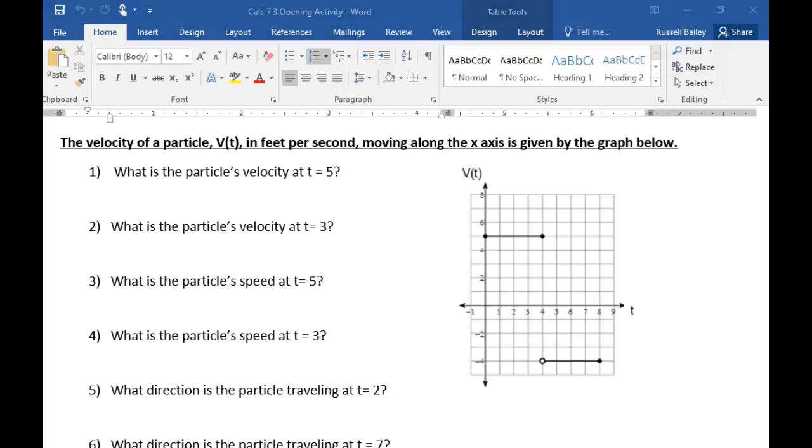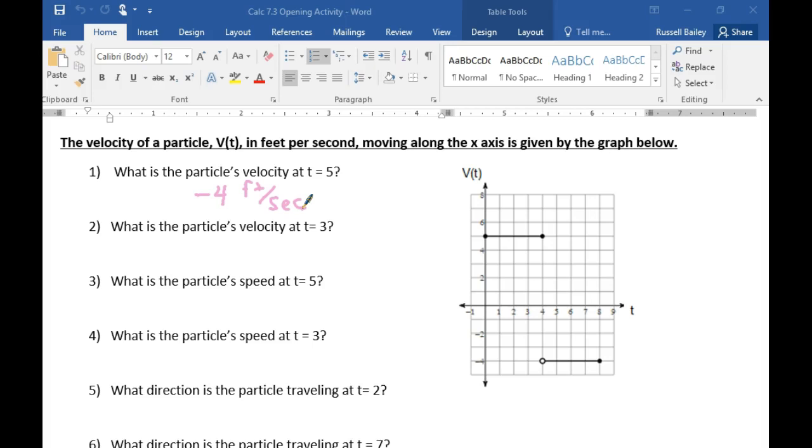All right. So what is the particle's velocity at t equals 5? It's down there. It's negative 4. So that's negative 4, and our units are feet per second. So if you didn't put your units, put your units, okay? Nick said 4 feet per second to the left. That would be fine. Instead of negative 4, you could say 4 feet per second to the left.